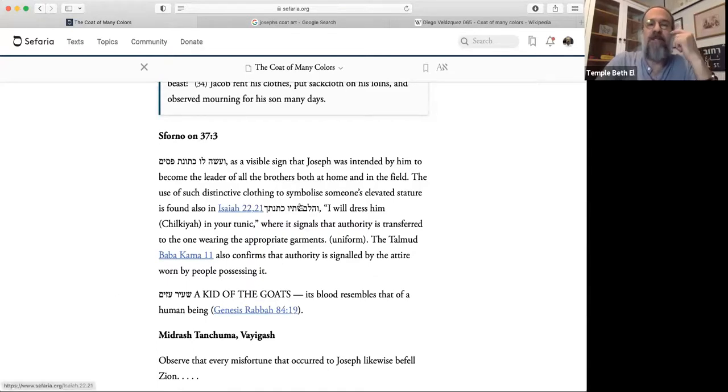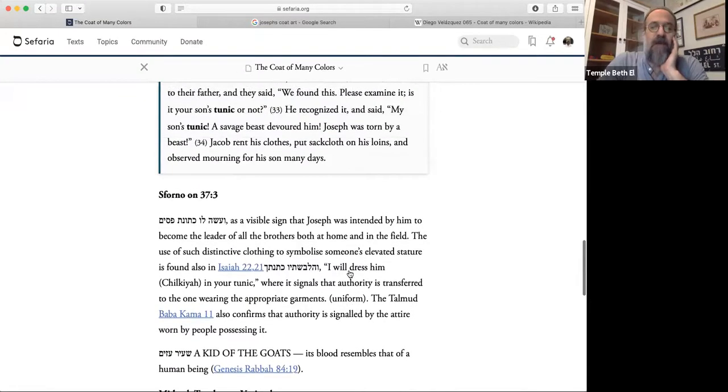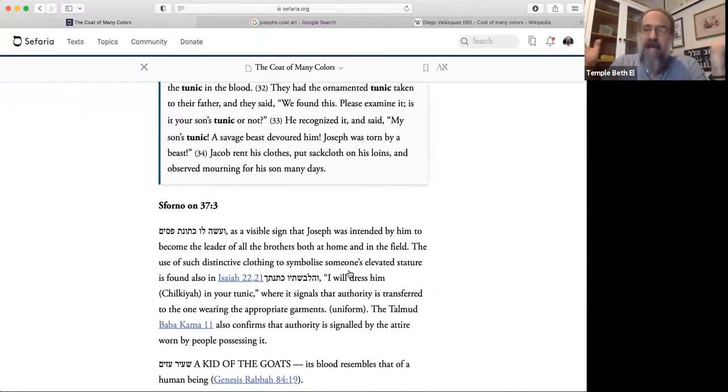But the main point that the Seforno is making is that the brothers, as justified as their experience really is, this is divinely ordained. Joseph will be their salvation. They are going to starve and need him to save them. And as it turns out, selling him down the road is actually going to save their own life. They just don't even know it yet.